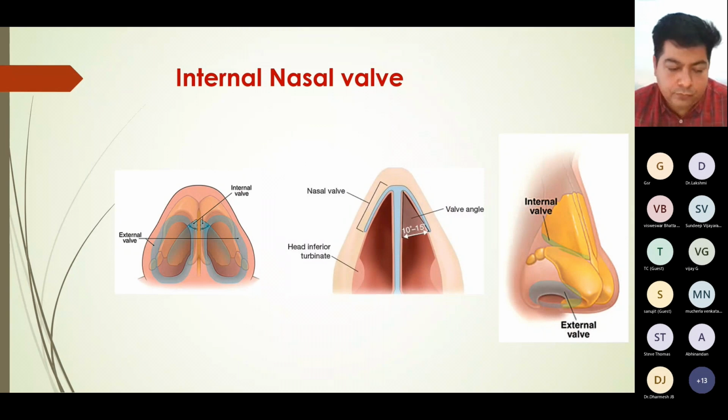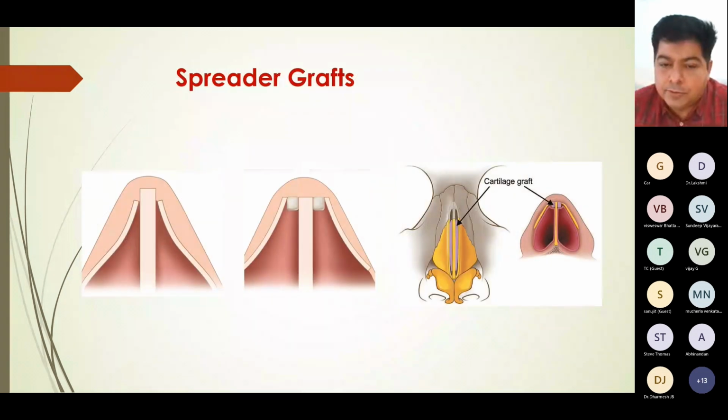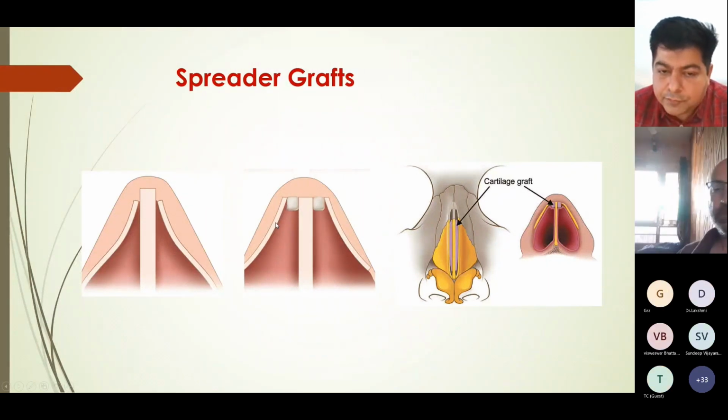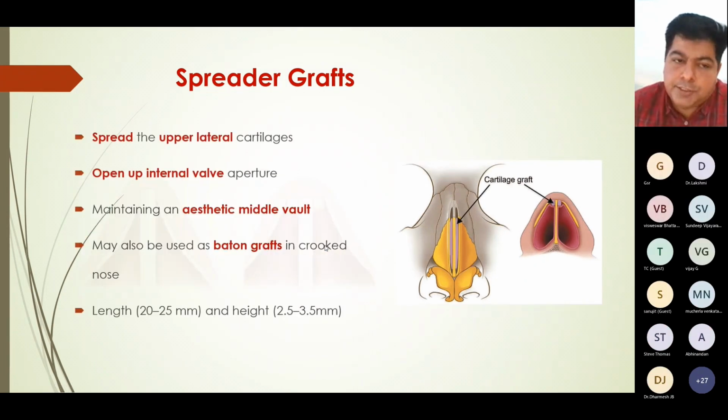Whenever you remove or alter the upper lateral cartilages, their attachment to the septum, you have to do something. This something is the spreader grafts. So you see, when you put spreader grafts, this normal relation of this angulation is maintained, and this is put on either side of the septal cartilages. So what are spreader grafts? Spreader grafts are the grafts which are used to spread the upper lateral cartilages. They open up the internal nasal valve area and also help you in maintaining the aesthetic middle vault.